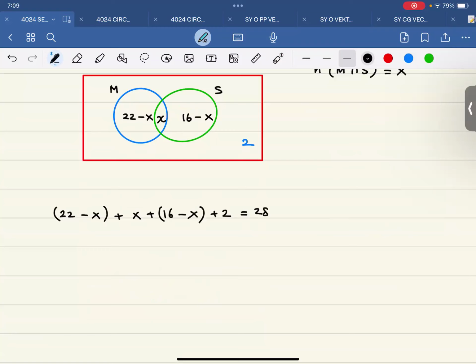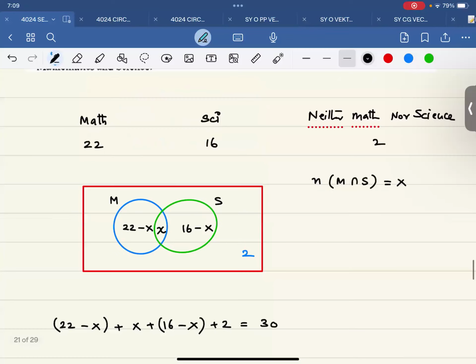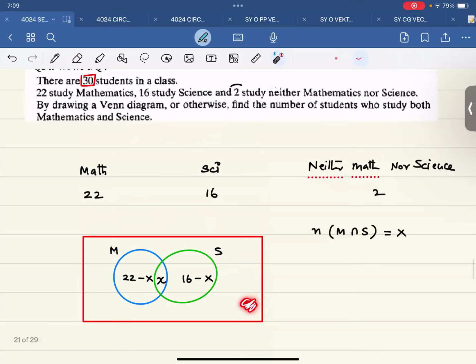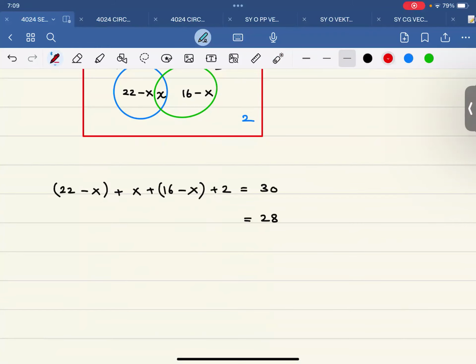I'm just doing one step ahead, I was doing the subtraction. If I ignore the 2, whatever is inside the circles should equal 28. So, this equals 28. Let me add 22 and 16, that is 38. The negative X and this positive X cancel out, and I'm left with a negative X. So 38 minus X equals 28. Therefore, negative X is equal to 28 minus 38. Therefore, X comes out to be 10.